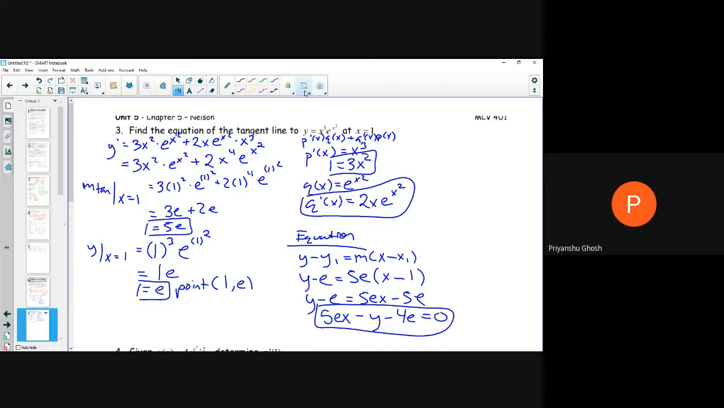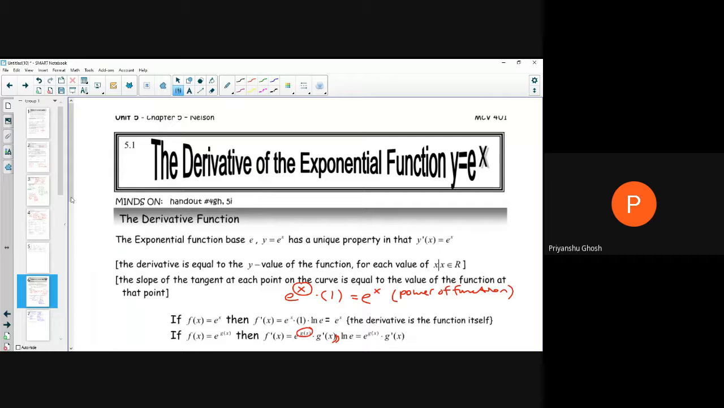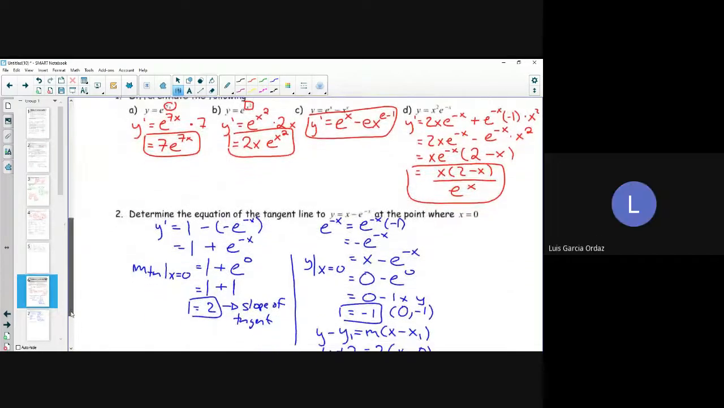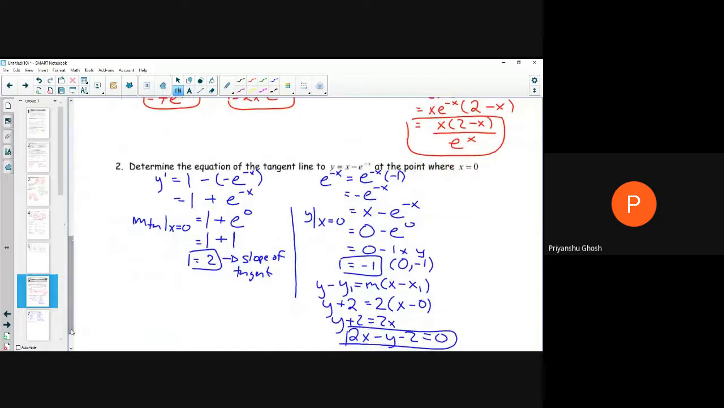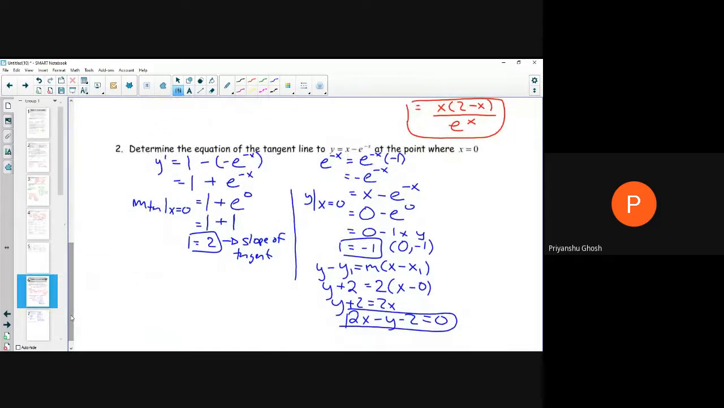Yes, Priyanshu? Can you scroll back to the second question? Because I'm getting a different answer, and I want to know why. For which one? Determine the equation at x equals 0. My final answer is 2x minus y minus 1. Minus 1? Yeah, because when I input -1 into y1. Oh, right. That was my bad. That was my mistake. Oh, okay. I thought I was missing something. No, you're fine. You are fine. That was my mistake.